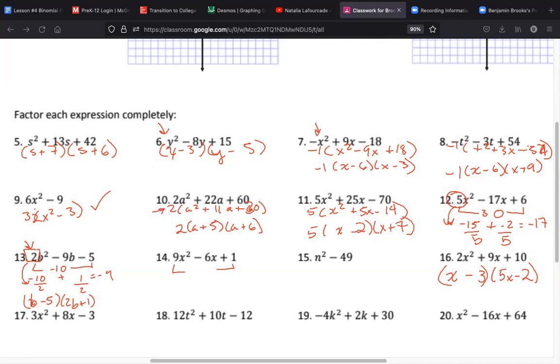All right, so we're going to do this one. 9 plus equals negative 6. So you're going to have negative 3 and negative 3, both divided by 9. So they reduce to 1/3, right? So you'd have, let's see, 3x minus 1 and 3x minus 1.